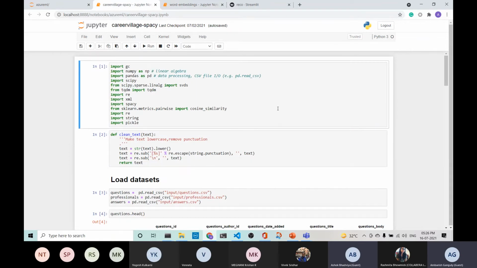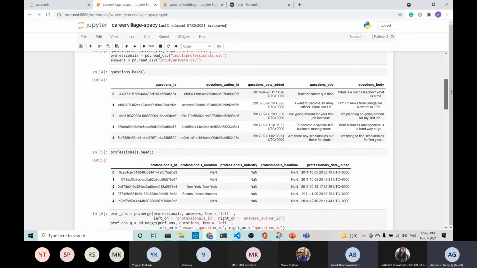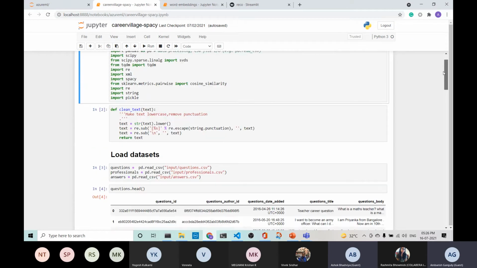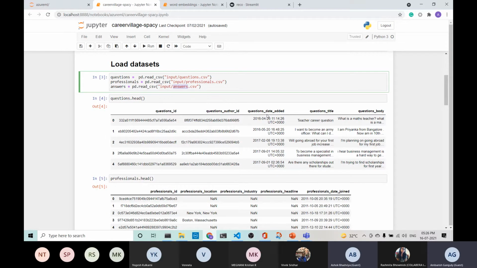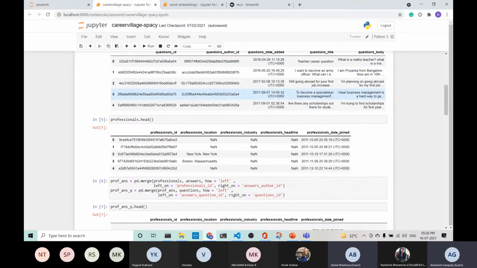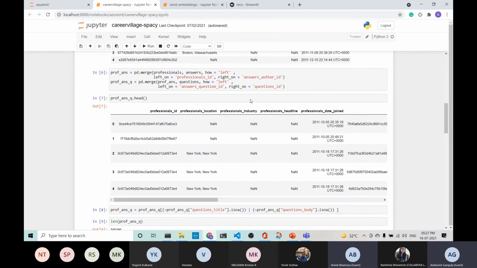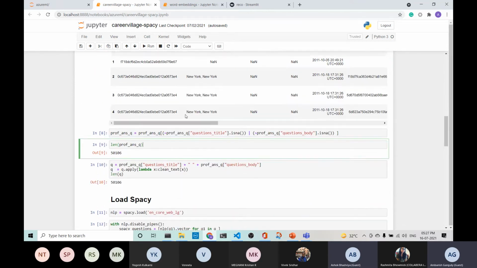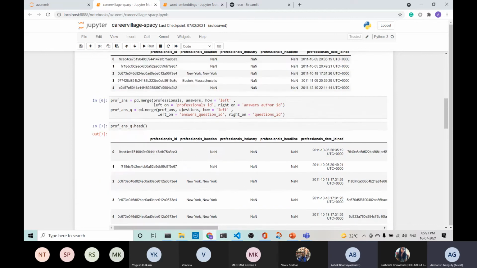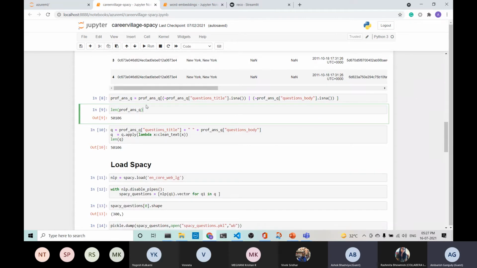Here I have the Career Village data. Career Village has questions, professionals, and answers. The questions data is all here, and then there is the professionals data. I'm just merging all these things together to make one data set. Ideally, you don't require the professionals, but anyways, we have just done it. Question and answer would be fine.